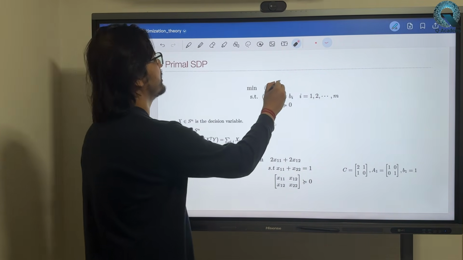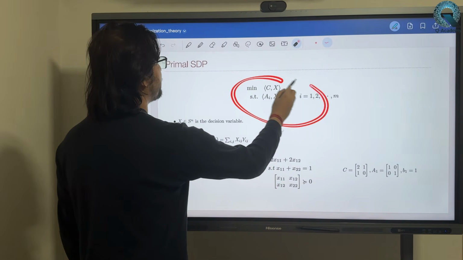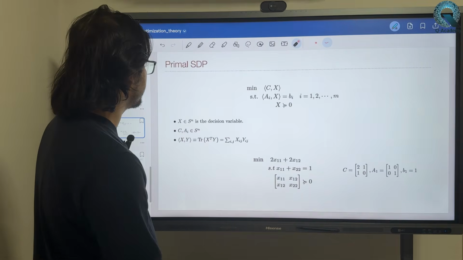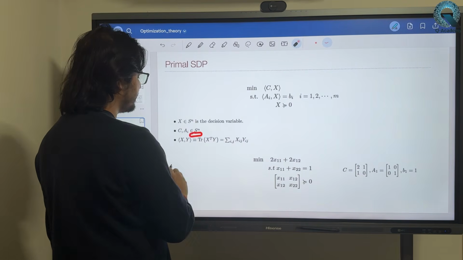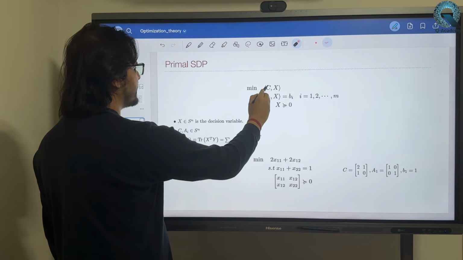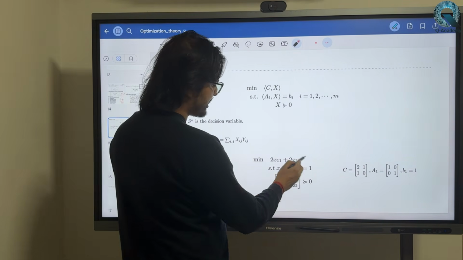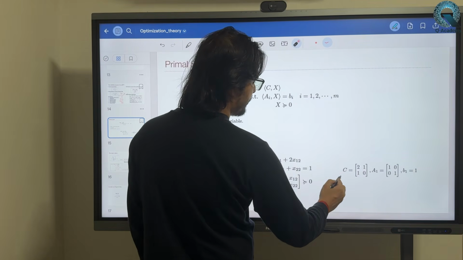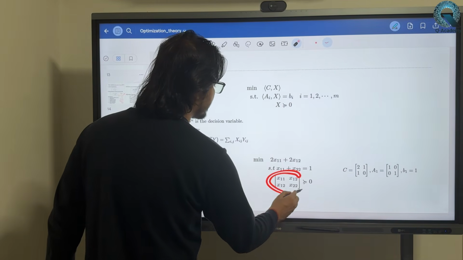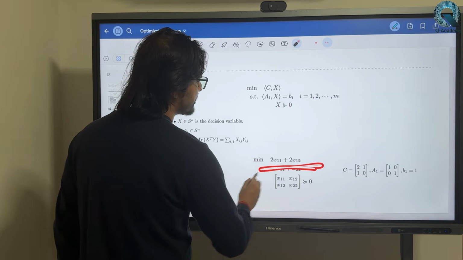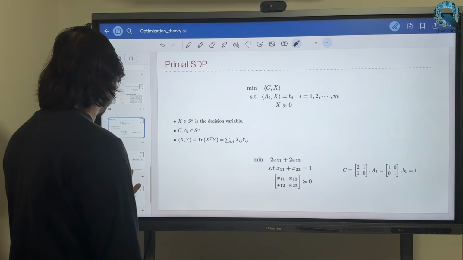Given a semi-definite program, this case is called the primal formulation, the standard form of the primal formulation. Here x is the decision variable, c and a_i are in S^n, and this notation means the trace of x transpose y whenever we write it like this. So for example, this is an SDP because you can write it using c, a_i and b in the standard form. This is what gives you a cone, and this is what gives you an affine slice of the cone, and you are optimizing a linear function over the affine slice of a cone.